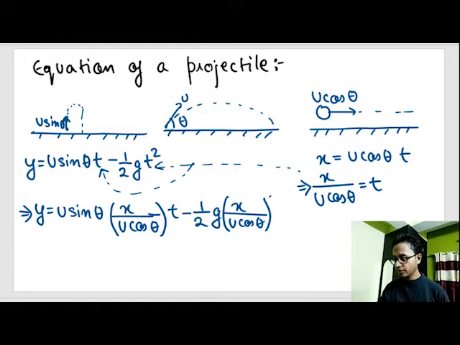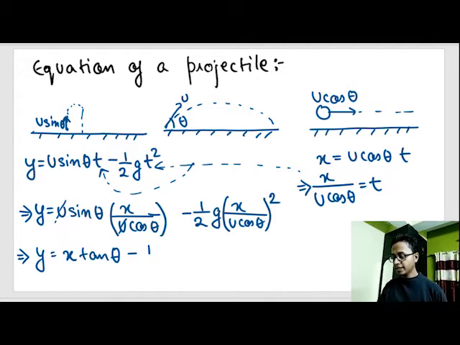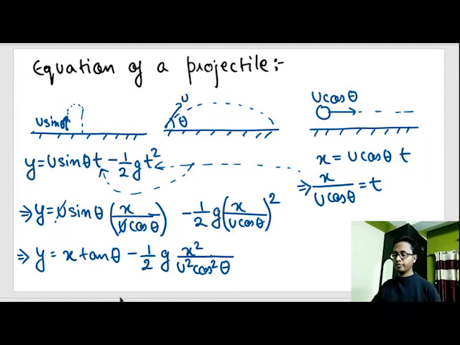Don't take too much stress here. This never came in your NEET curriculum, so just treat it like a story. Just imagine I'm telling you a story. Here u and u get cancelled, so y is equal to x tan theta. There is no parameter of t. y is equal to x tan theta minus half g x square by u square cos square theta. This is our equation.